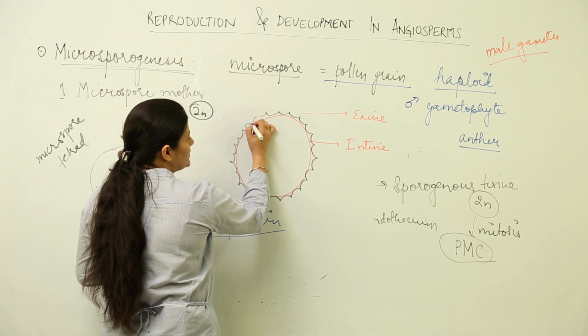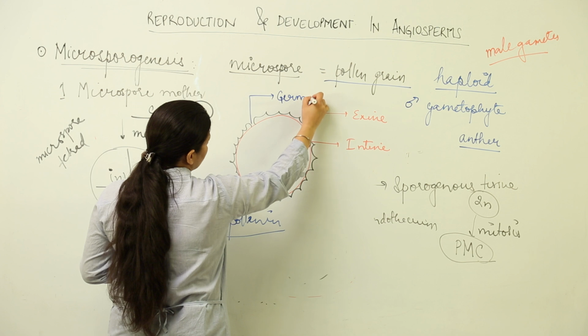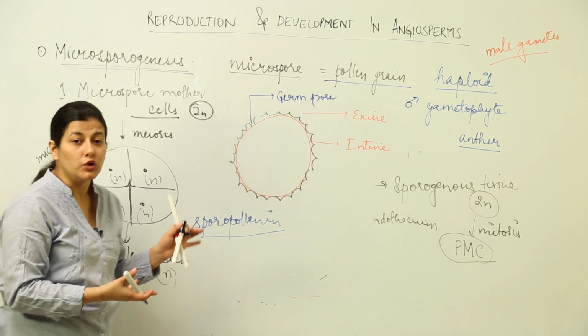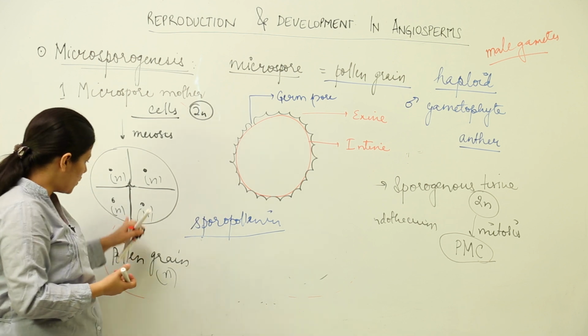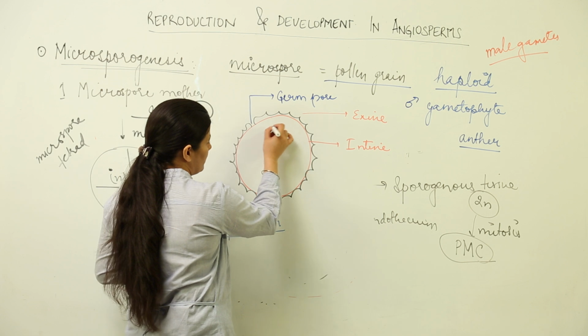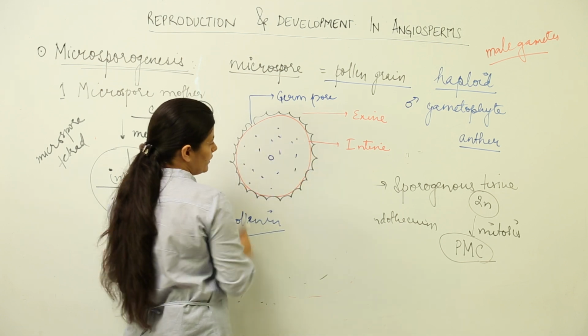Now the sporopollenin is absent at one point and that is known as germ pore. This is the external composition of a pollen grain. What lies inside? A haploid nucleus was present inside. Of course, it is going to have much nutritious material inside it. So, this is what a pollen grain is all about.